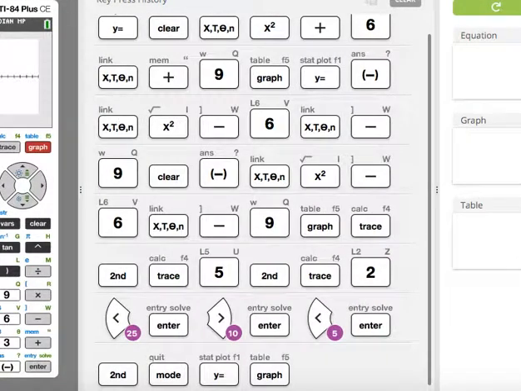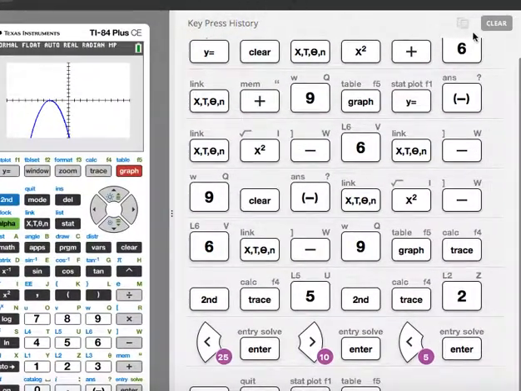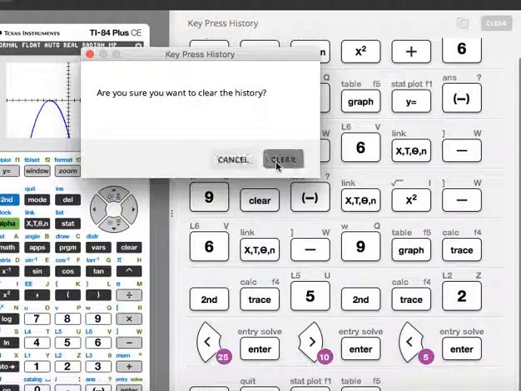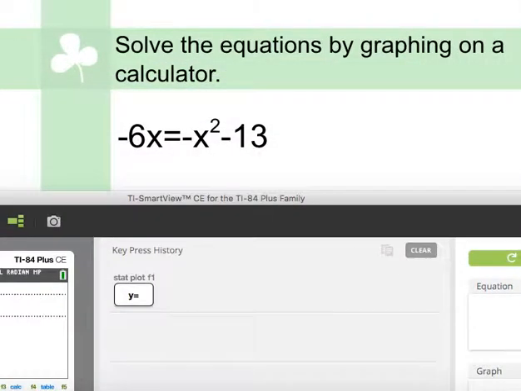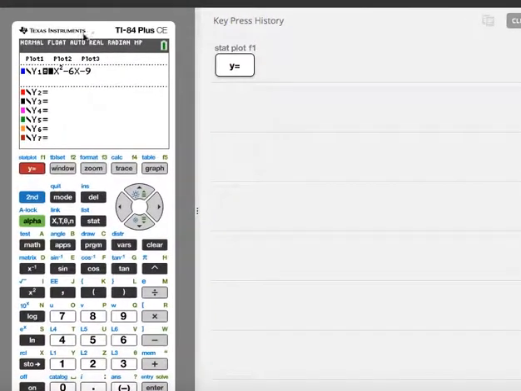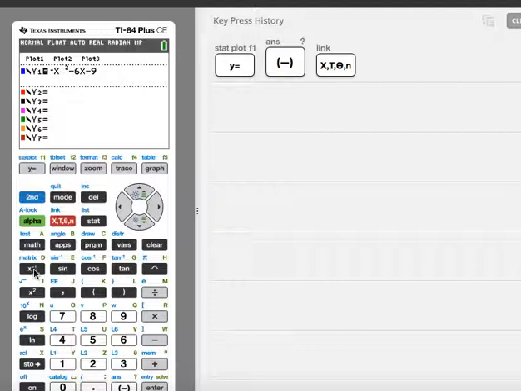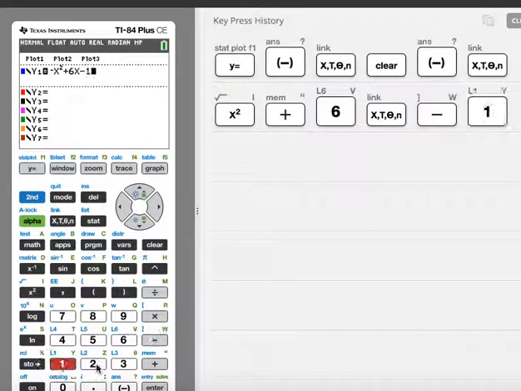So I'm going to pull up my graphing calculator and move it just slightly so you can see as much. And let's just get this cleared out so we can start something new. All right, so let me just look at our equation one more time, negative x squared, and I'm going to move the 6x to the other side. So we have negative x squared, actually I'll just clear all this out, negative x squared, and then plus 6x minus 13.